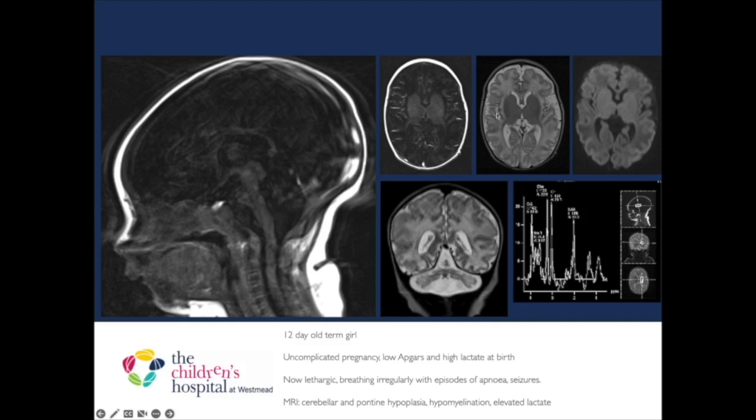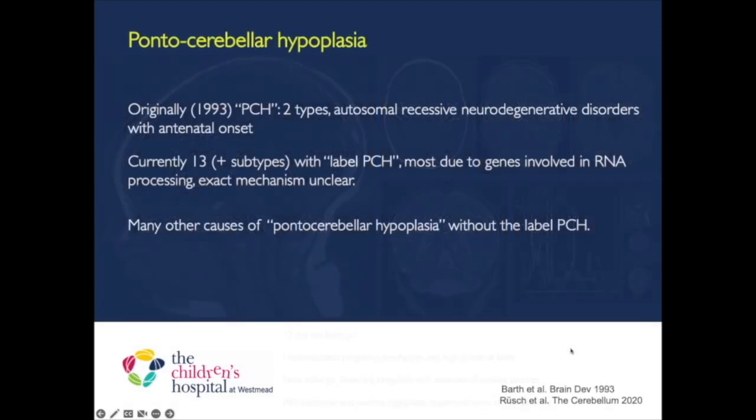She's hypomyelinated for her age, so you can't see the internal capsule. There's no restricted diffusion, but there was a lactate peak. So this is a phenotype of pontocerebellar hypoplasia. This term is actually, I find, a bit confusing because it's technically a misnomer, because the first two types of pontocerebellar hypoplasia aren't actually hypoplasias, they're neurodegenerative disorders that have an antenatal onset, so they're progressive.